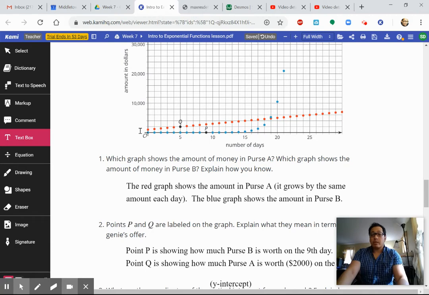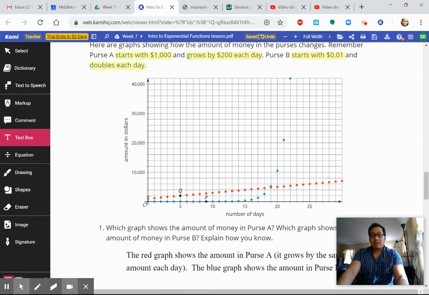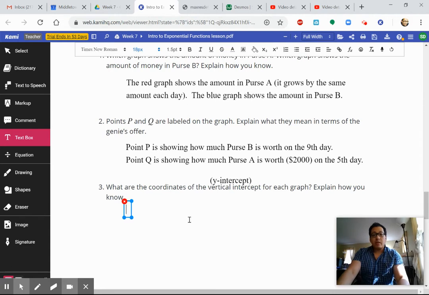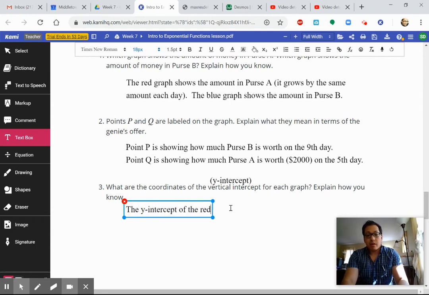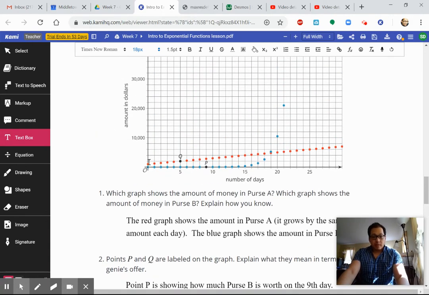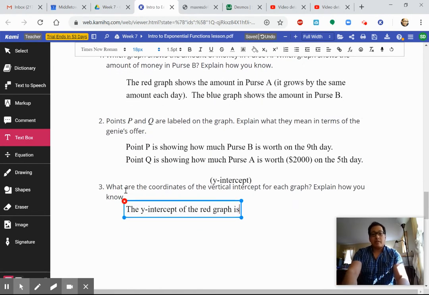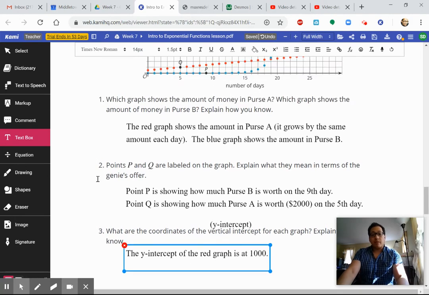Remember, the red graph represents purse A, and purse A starts with what? That's right, $1,000. So what are the coordinates of the y-intercept of the red graph? The y-intercept of the red graph is purse A, right? What do we know it starts at? It starts at $1,000. So the y-intercept is at 1,000.